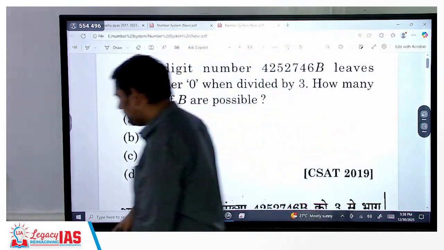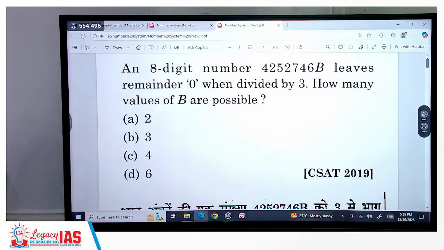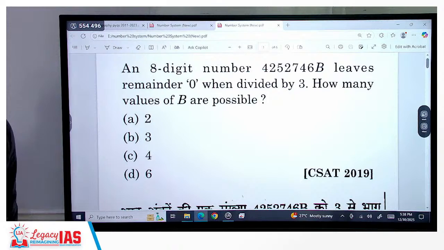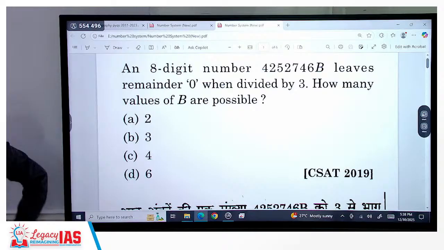Yeah, try this question. This is from CSAT 2019. An 8-digit number leaves remainder 0 when divided by 3. Leaves remainder 0 means what? Divisible by, completely divisible by 3. Then do it.